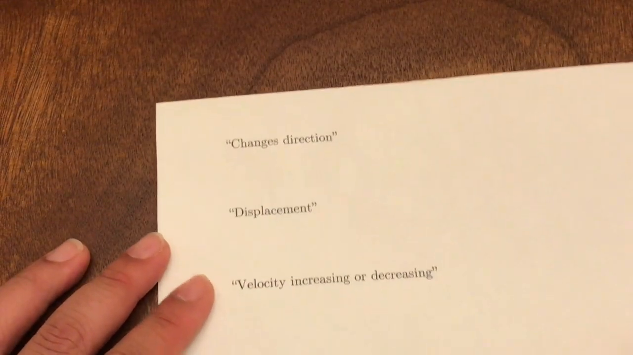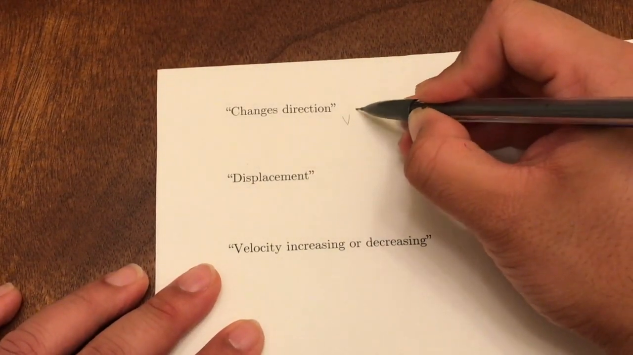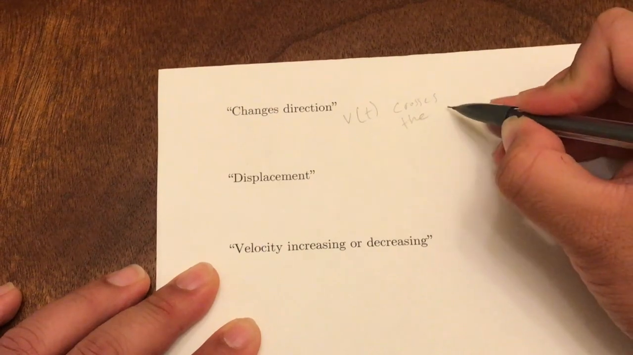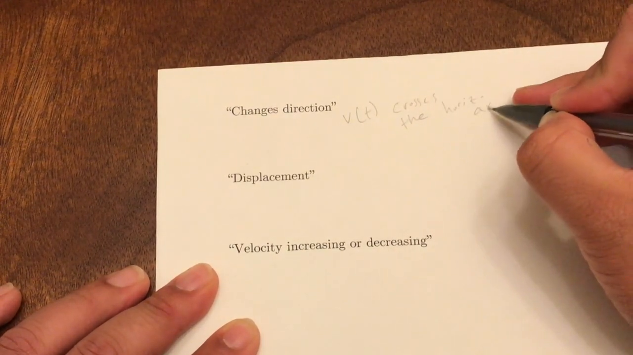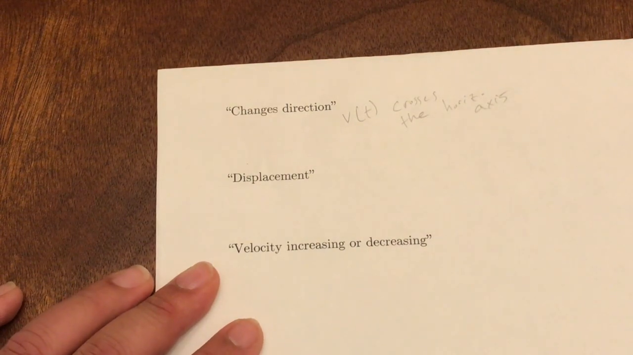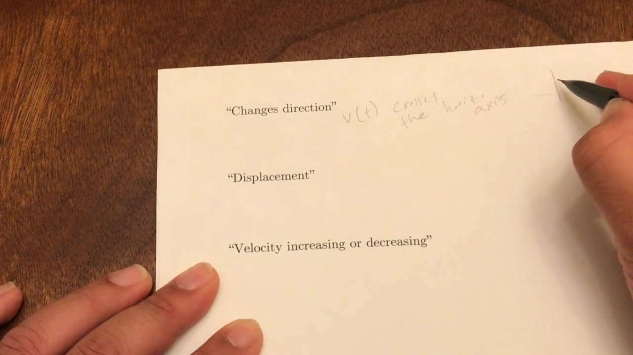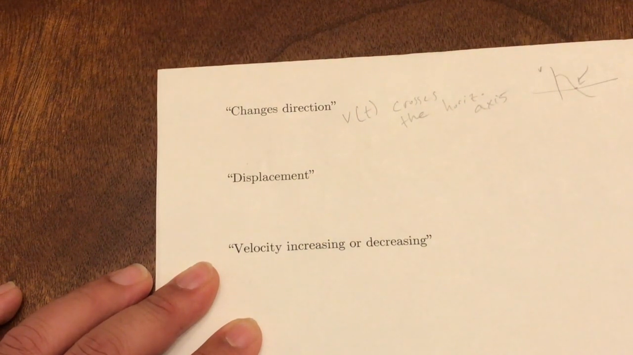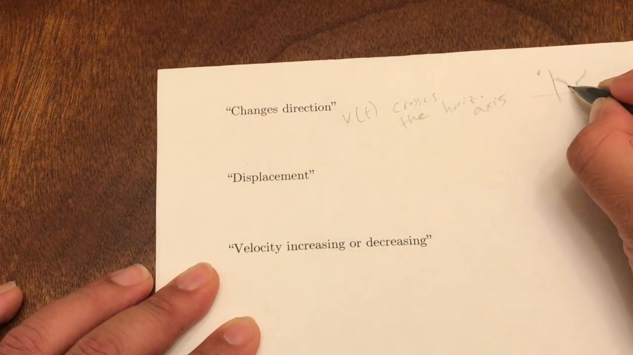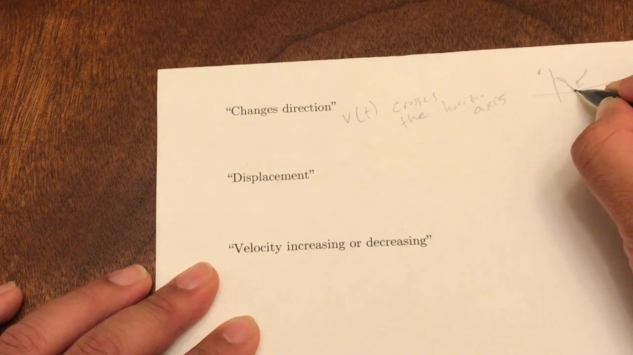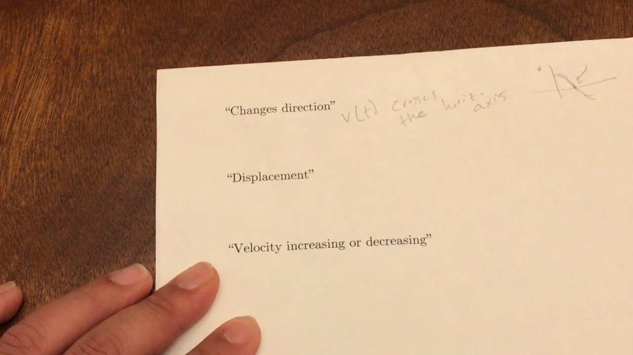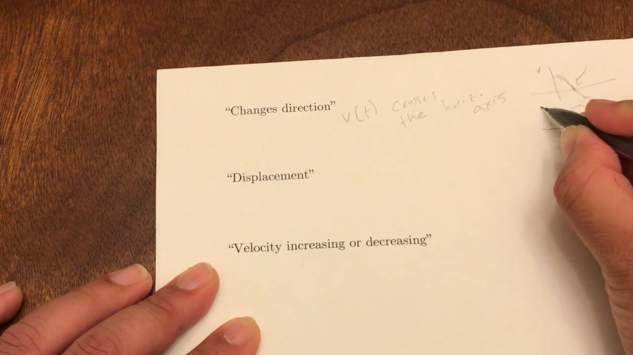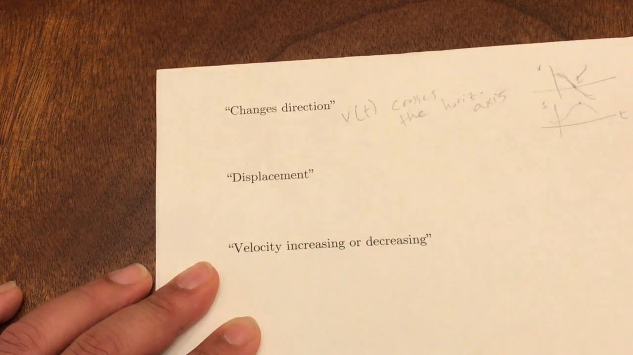A couple more terms. When you see a change in direction, that means that velocity crosses the horizontal axis, which is normally time, although not always. So anytime you see something like this on a velocity graph, that would be a change in direction, right? It's going from upwards positive to downwards negative velocity. On a position graph, it's pretty clear because the graph literally changes direction, right? So if this is position as opposed to time, then you have that kind of behavior there.